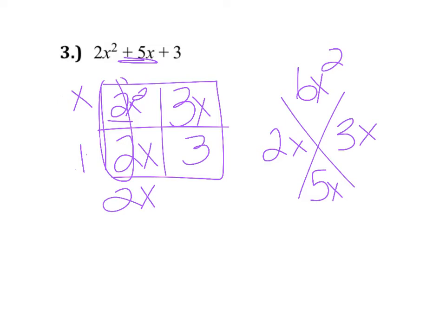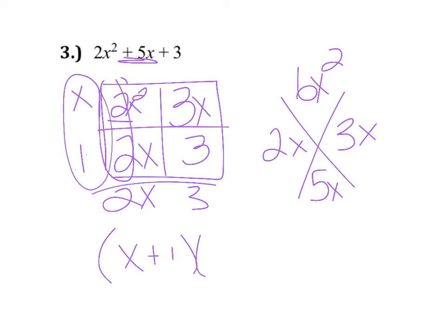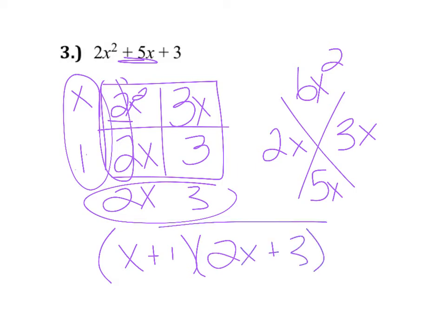And then the last part, we need to figure out, okay, what's going to go here? What times 1 is going to give us 3? Well, that's going to end up being a 3. So this becomes 3, and then we'll have our parentheses. Our side here is x plus 1, and then the bottom is going to be 2x plus 3. Again, order doesn't matter. You could have these parentheses flip-flopped. You could write 2x plus 3 first and x plus 1 second.